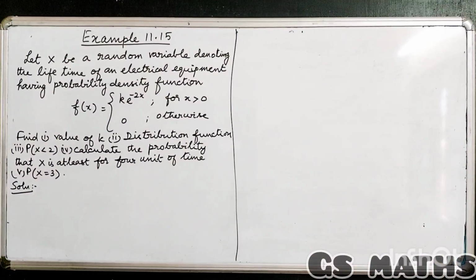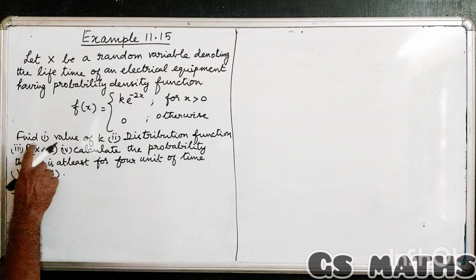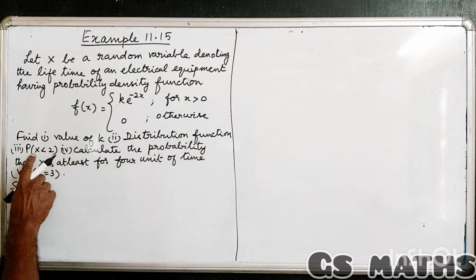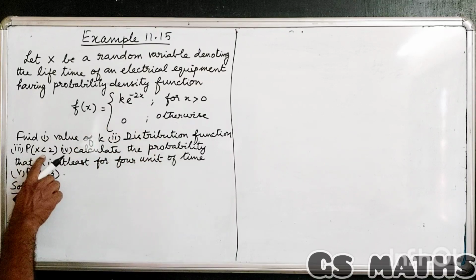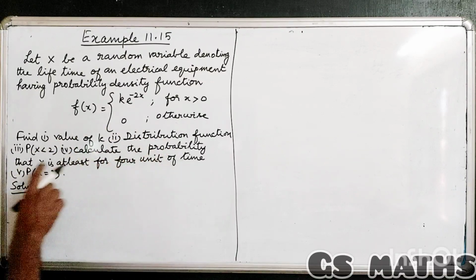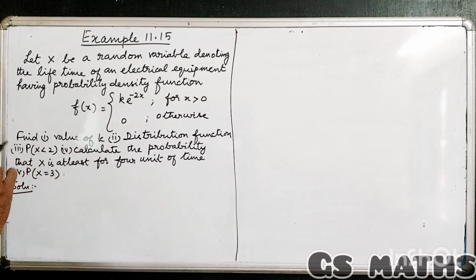Hi students, in this video we will see a problem, example 11.15. Let x be a random variable denoting the lifetime of an electrical equipment having probability density function small f of x, given here. Find the value of k, the distribution function, that is capital F of x, P of x less than 2, calculate the probability that x is at least 4 units of time, and P of x is equal to 3. This is the question.